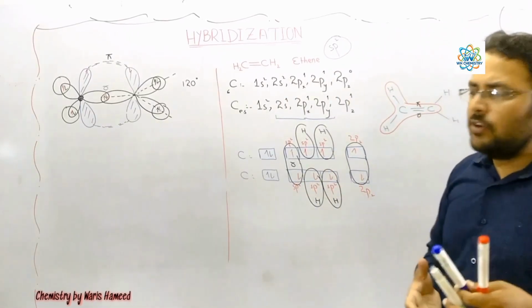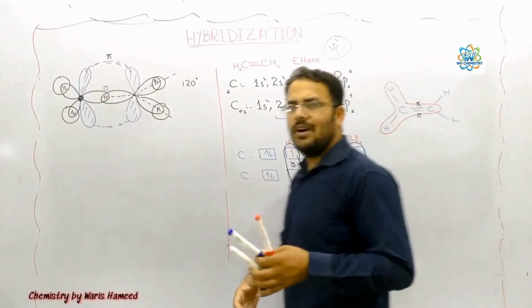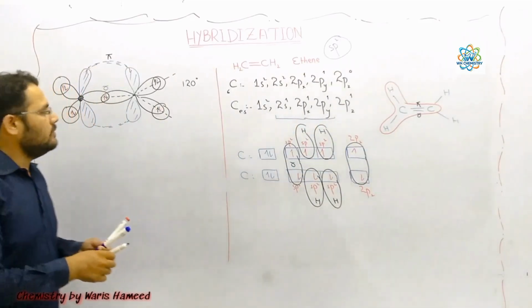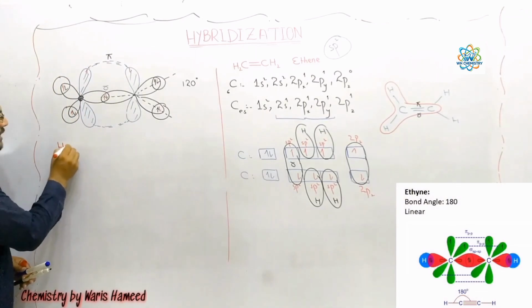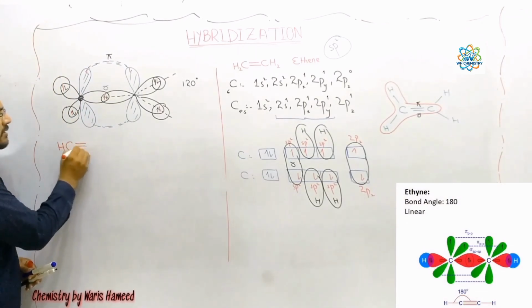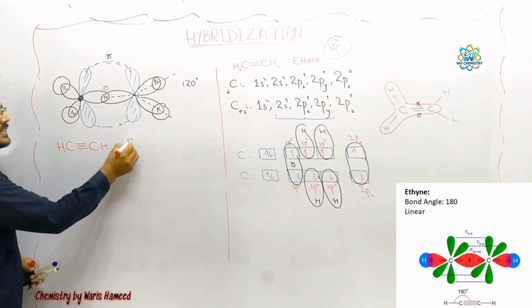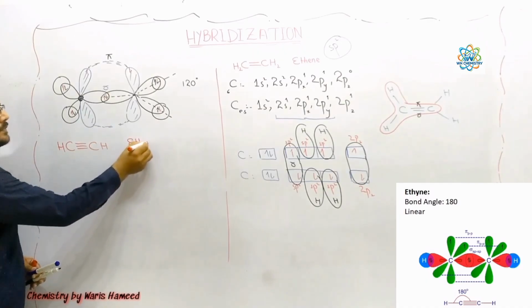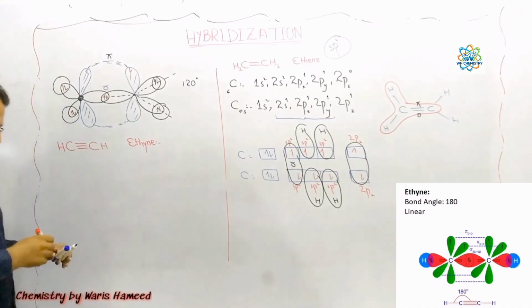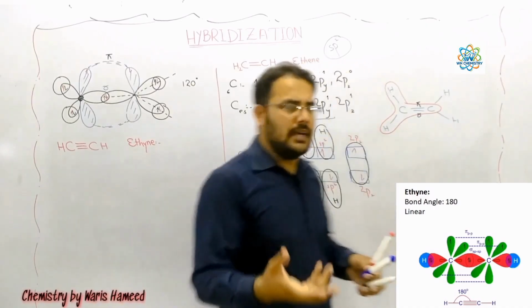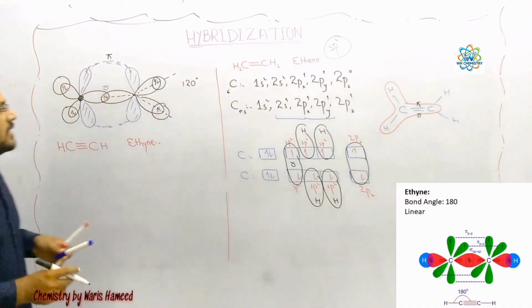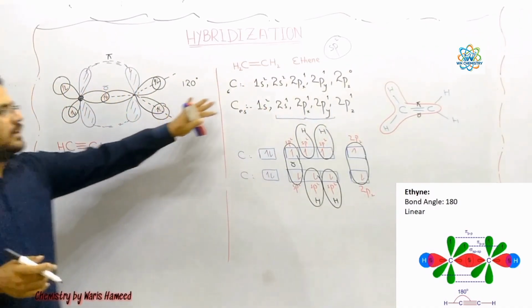And now I am moving toward ethyne. Ethyne has the formula hydrogen, carbon, triple bond, carbon, and hydrogen. It's ethyne. The same procedure will be followed for ethyne for hybridization. First, write its electronic configuration in the ground state.